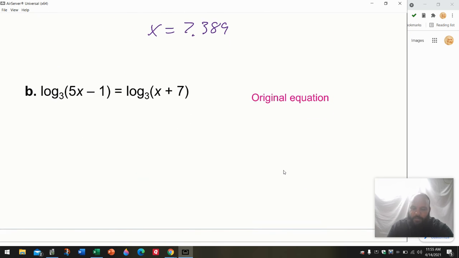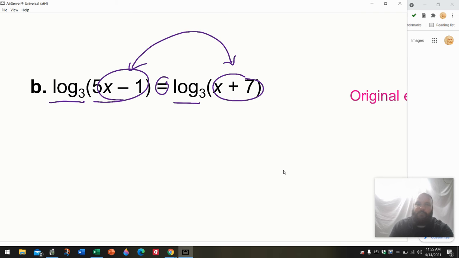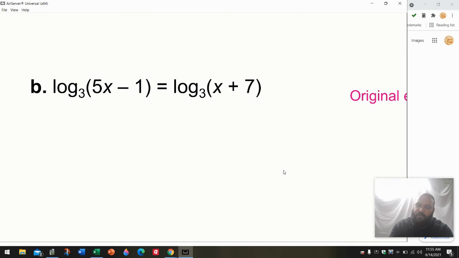Now, the next one is done a little bit differently. This one is going to utilize the one-to-one property. And here's what the one-to-one property says. If we have log base 3 of something, and that is equal to log base 3 of something else, what we know is that these two things must be equal to each other. So this becomes a pretty simple problem. As long as the logs are the same and the bases of the logs are the same, then we simply just set 5x minus 1 equal to x plus 7.